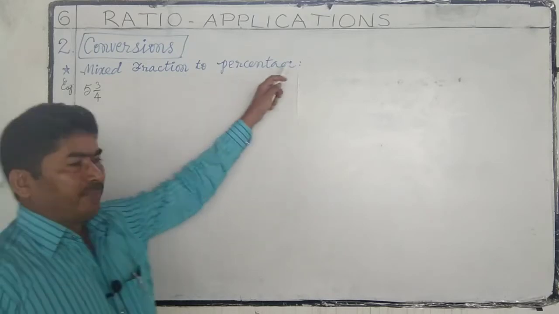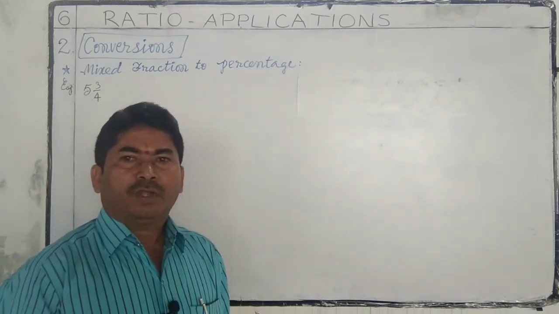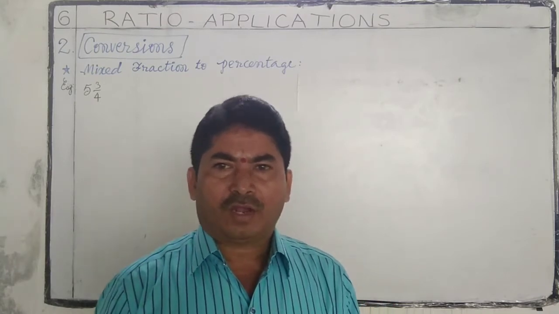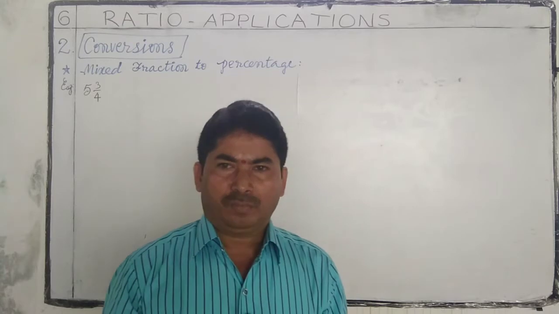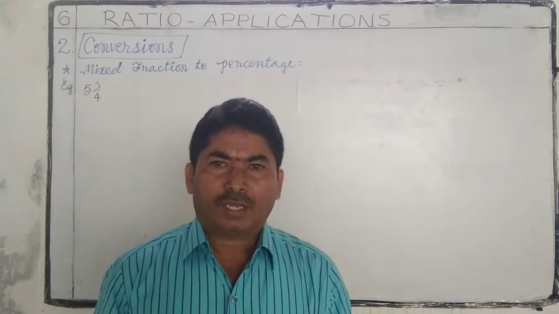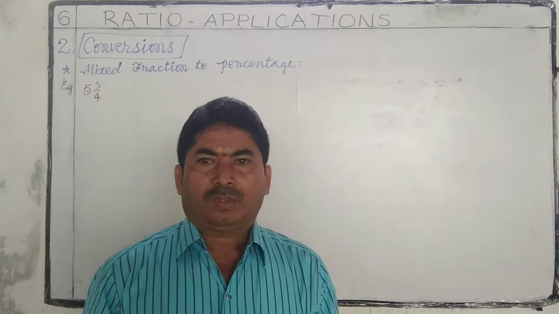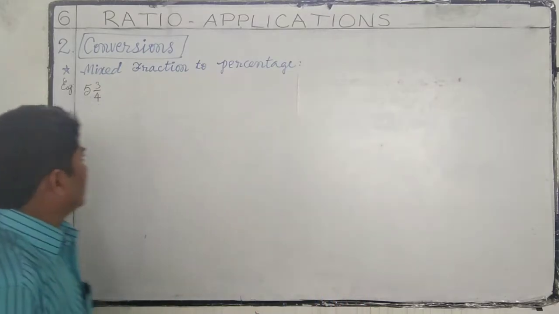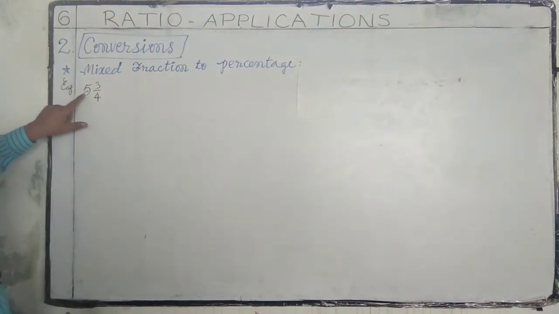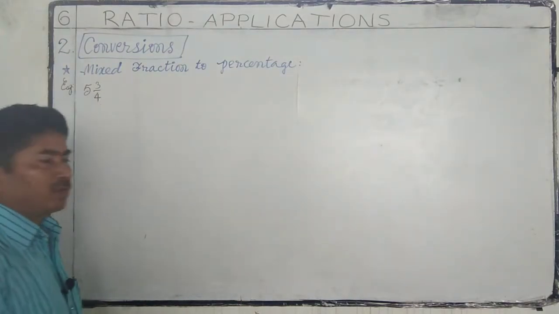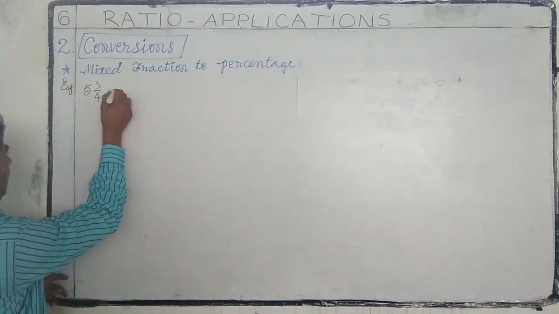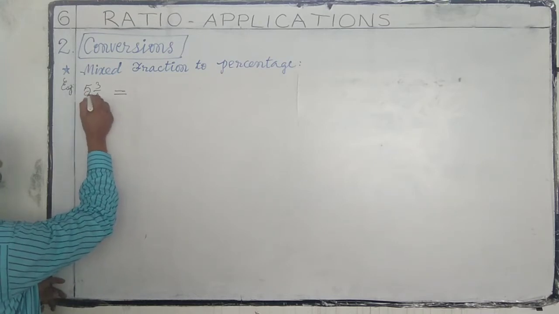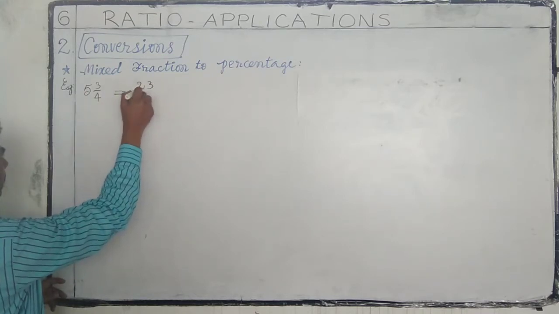Mixed fraction to percentage. To convert a mixed fraction to percentage, first we have to convert a mixed fraction into improper fraction, then follow the procedure fraction to percentage. Let us consider the following example. 5 3 by 4. First we have to convert it into improper fraction. 4 5s are 20, 23 by 4.